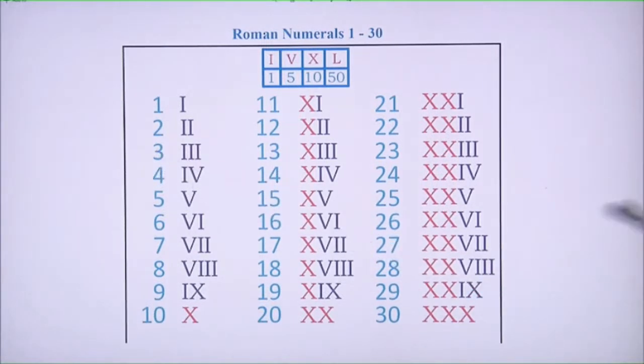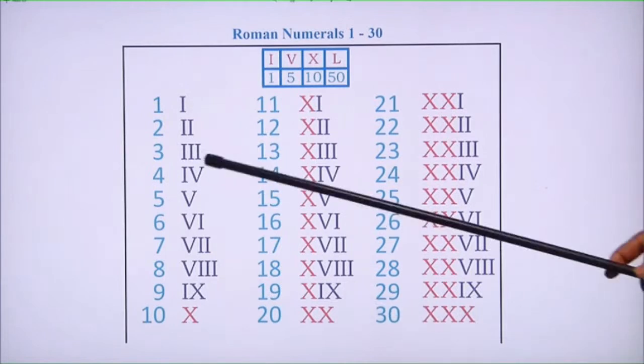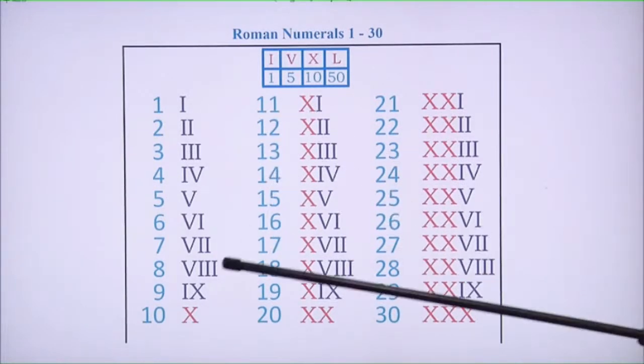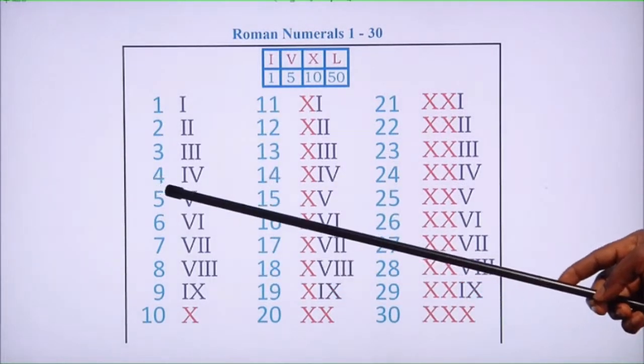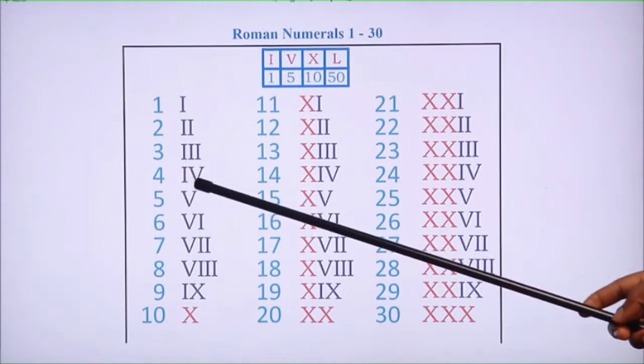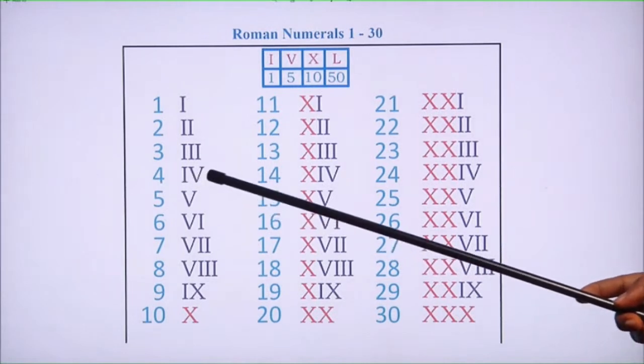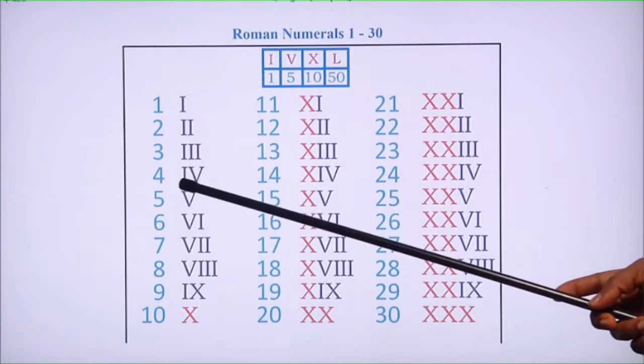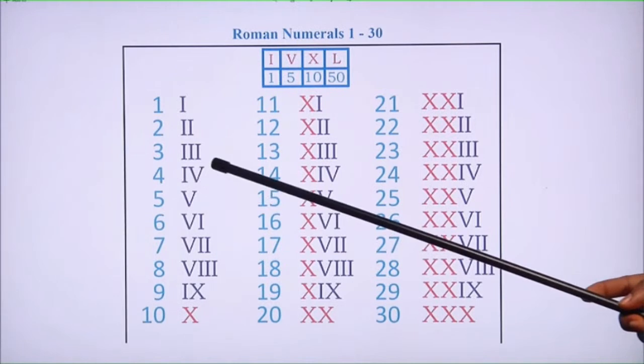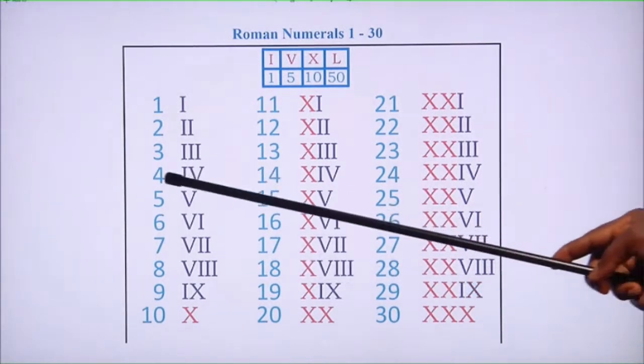And remember, we said we can't repeat the numbers. The maximum we can repeat it is 3 times. So we can't write IIII for 4. So the 4 is going to be IV. And the rule of subtraction: in IV, we subtract the 1 from 5 to give us 4.